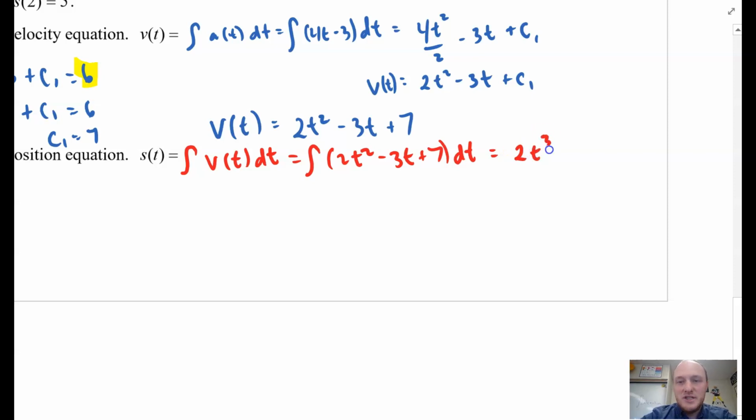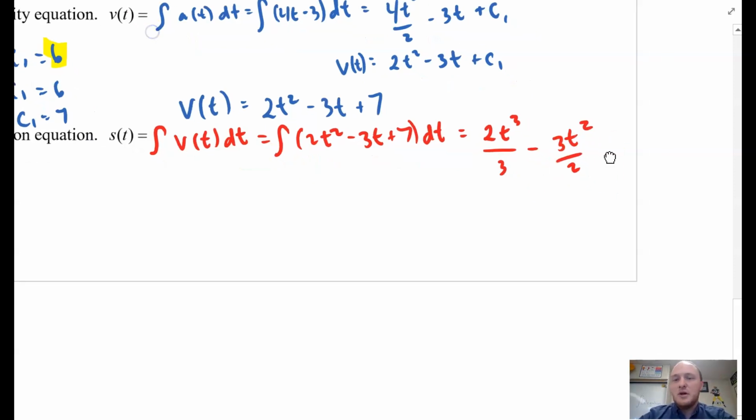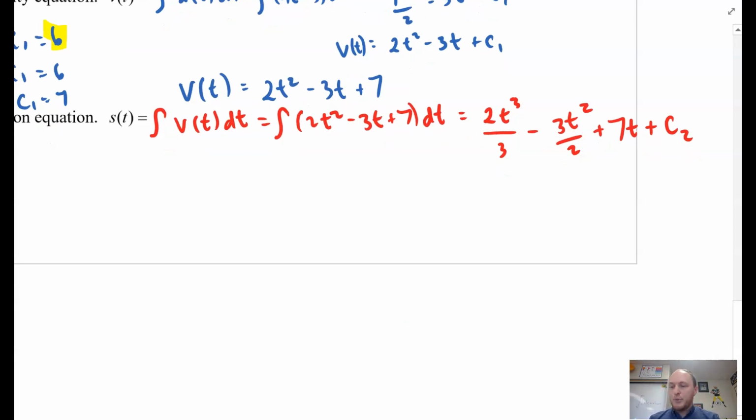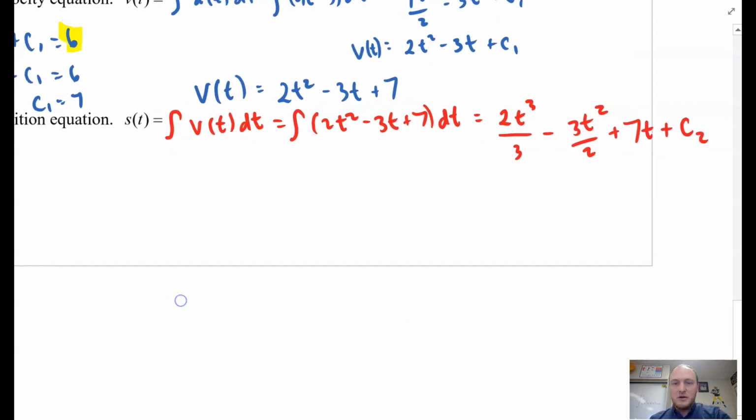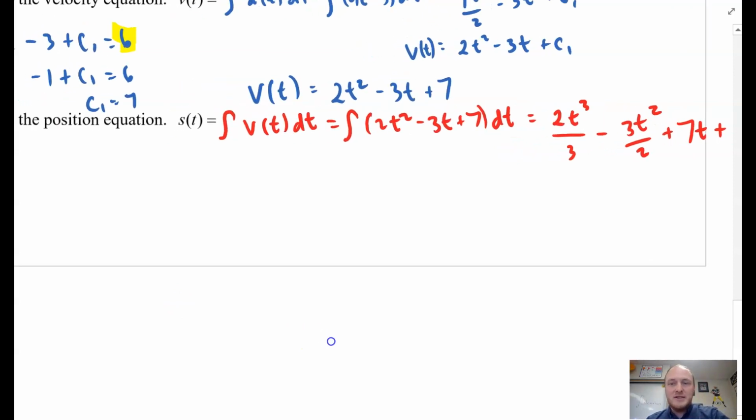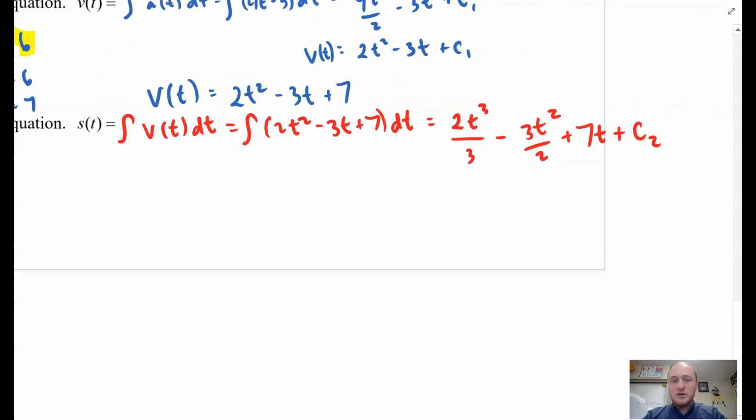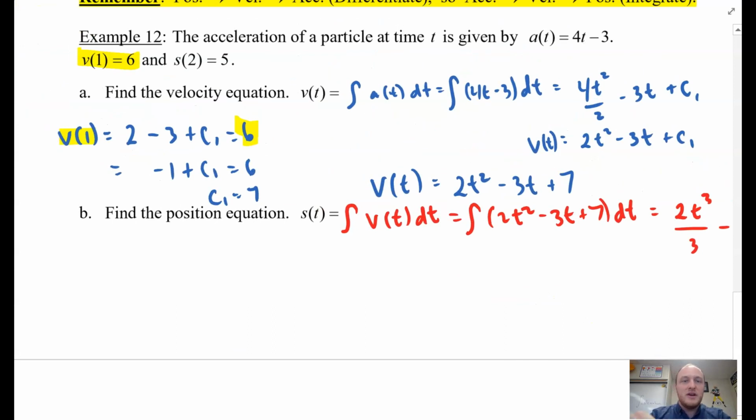So 2t cubed, I raise the power and then divide by that power, minus 3t squared divided by that value, plus 7t plus a constant, and I'm going to use c2. Okay, so it's a different constant value. So here is my position formula, or my position equation. And if I want to find whatever c2 is, again, we use our initial value that's given here.